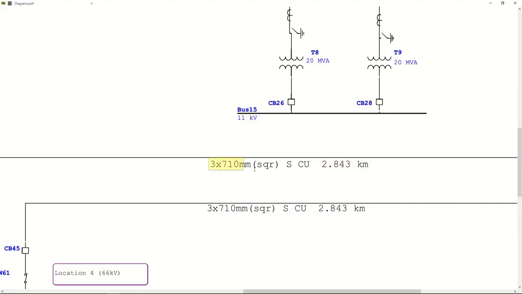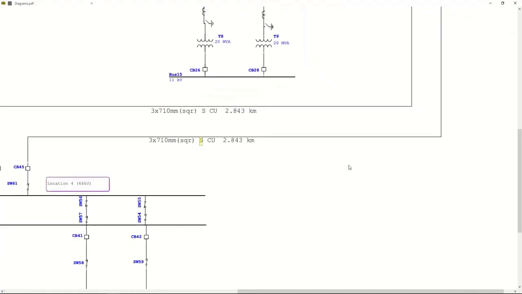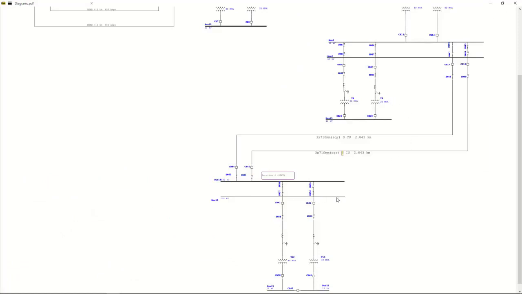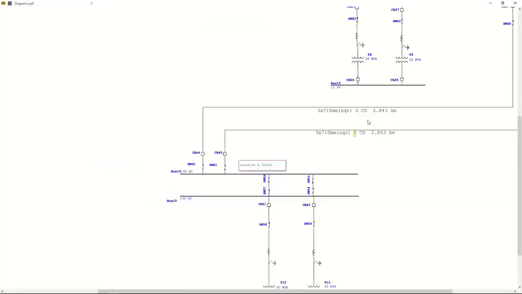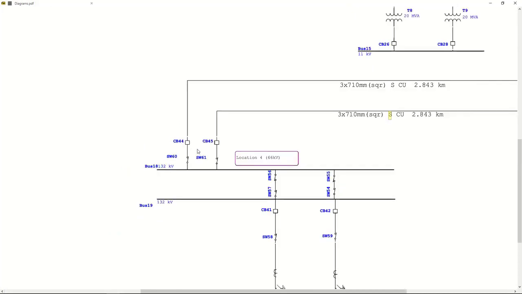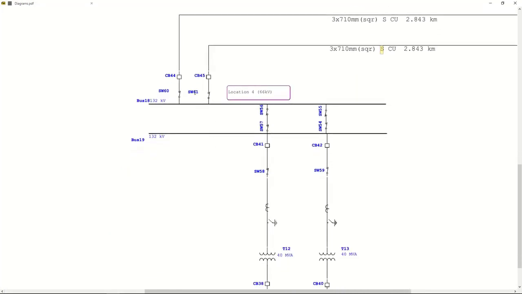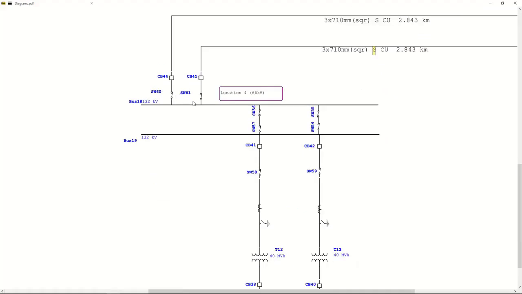Now remember, this is 3. That means it's a 3-phase system. Okay. Then we move on. From there, after you replace the impedance there, you'll have a different short circuit current here. Then you come to bus bar number 5.